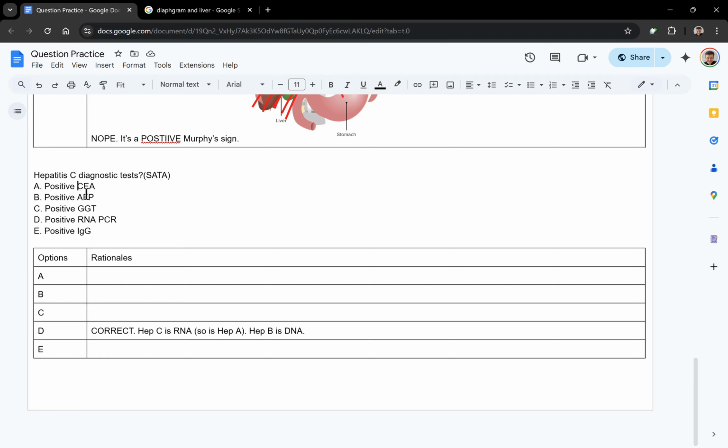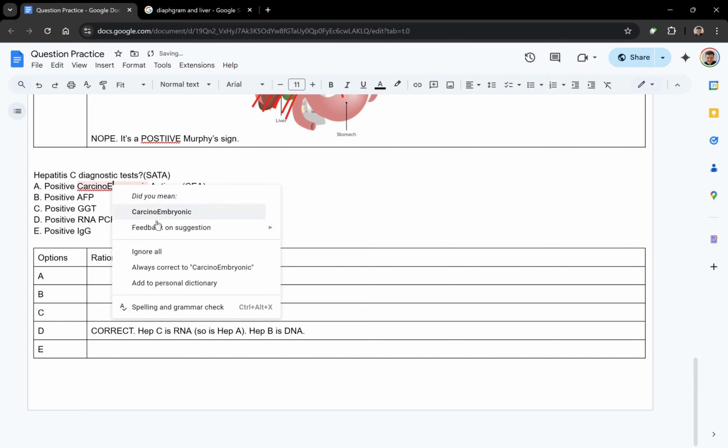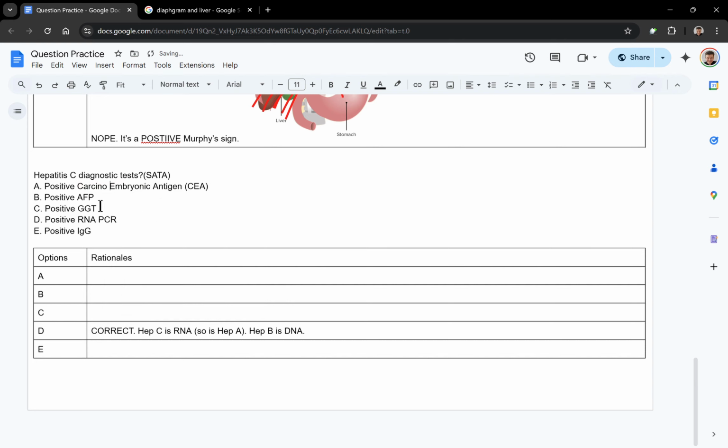So usually in the test, I'm going to give you the full thing. So it's carcinoembryonic antigen, I think. My medical terminology is not great for that. And what is AFP? It's alpha fetal protein, right? And again GGT, gamma glutamyl transferase. We're not going to spell out RNA or PCR, polymerase chain reaction.